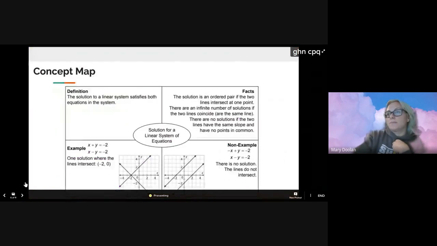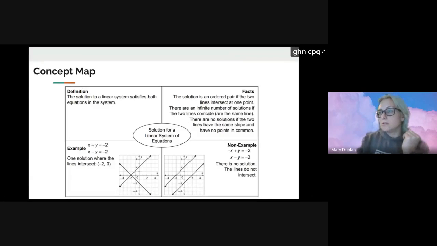All right. So this is the next slide. This is a concept map for a solution for a linear system of equations. The definition is that the solution to a linear system satisfies both equations in the system. It has to. It can't be one or the other. It has to be both. Otherwise, it's not a solution.